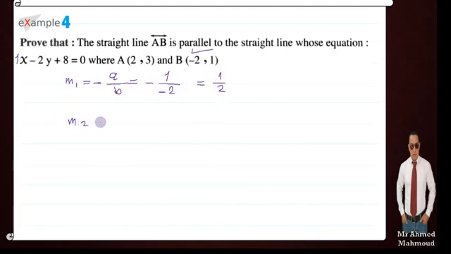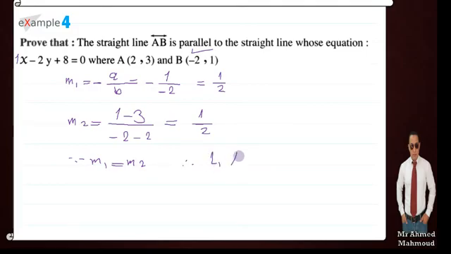m2 equals y2 minus y1 over x2 minus x1. It will be 1 minus 3 over negative 2 minus 2. It will be negative 2 over negative 4, which is 1 over 2. Since m1 equals m2, therefore L1 is parallel to L2.